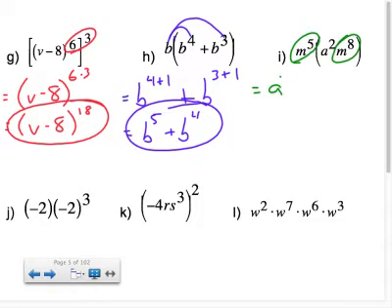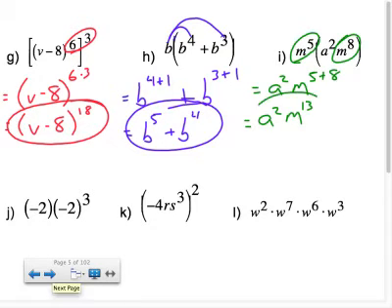So the a to the 2nd is going to stay out in front, and then what you have is m, and now I'm multiplying m to the 5th times m to the 8th. So that tells me to add my exponents. So the simplified answer here would be a to the 2nd, m to the 13th. And that would be it.